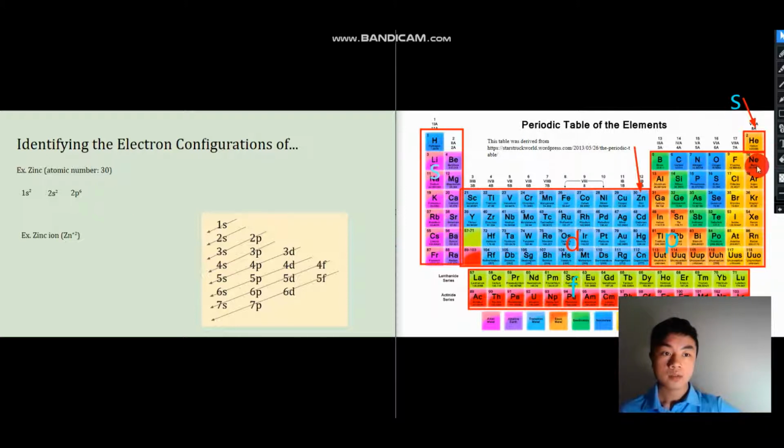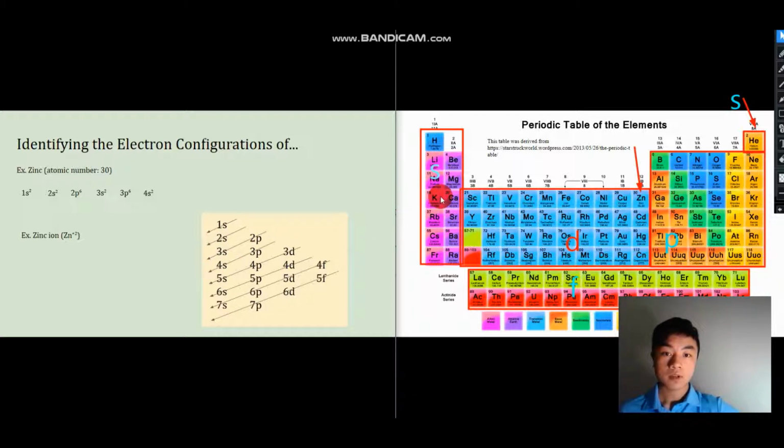So we just got done with neon, which is at 2p6. Then down our tree, we're going to go to 3s, which is from sodium to magnesium. We know the s fills up 2, so it's going to be 3s2. Then we're going to go over to 3p. 3p is going to be from aluminum to argon. 3p6 is the maximum for this row. Then we know it's going to go down to 4s.